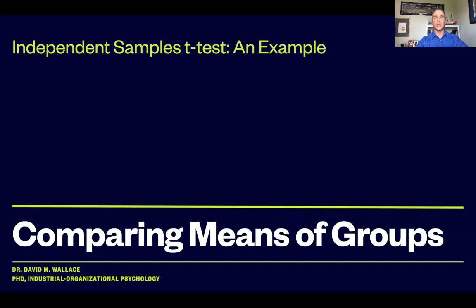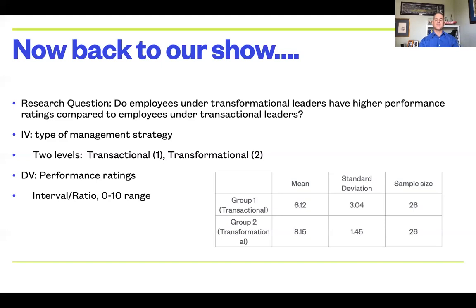So now let's go back and look at an example of the independent samples t-test. So remember our research question here. Do employees under transformational leaders have higher performance ratings compared to employees under transactional leaders? Our IV is the management strategy. We have two groups, a group that had a transactional leader and a group that had a transformational leader. And then we're looking to see if their performance ratings are different across these two groups. And we do that by comparing the means.